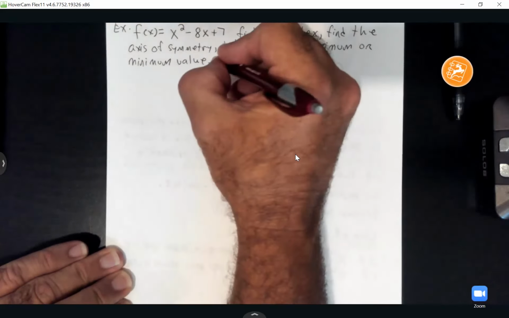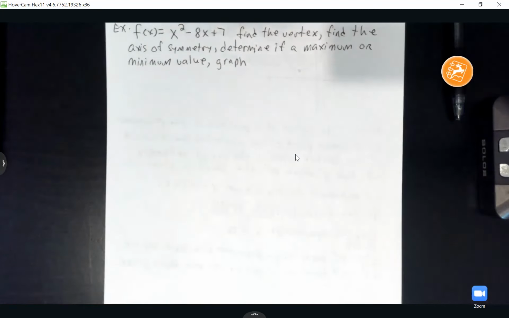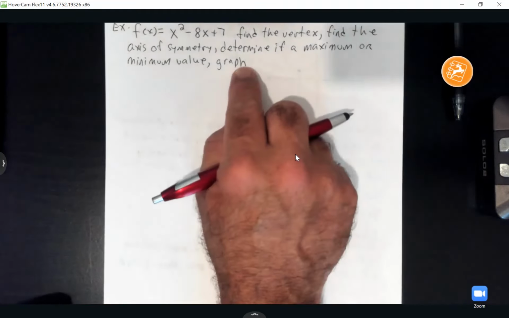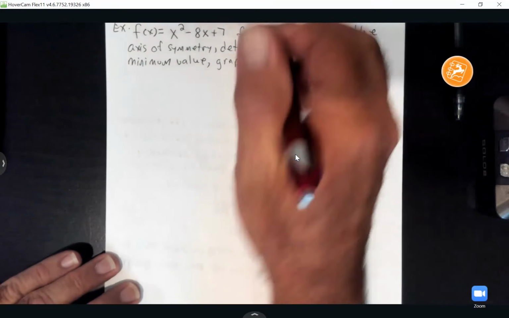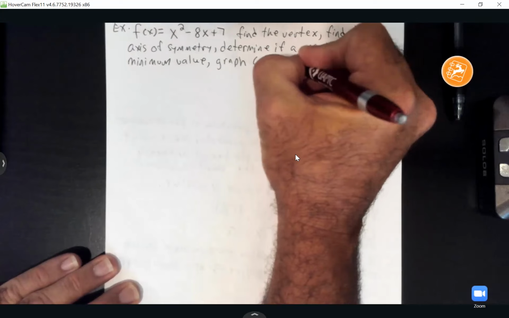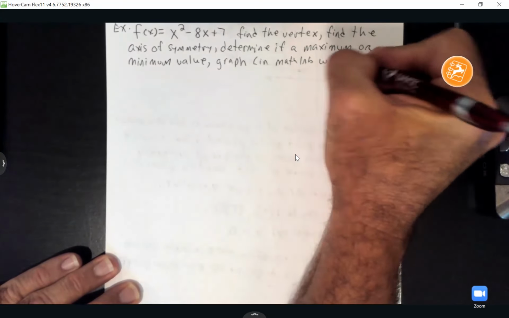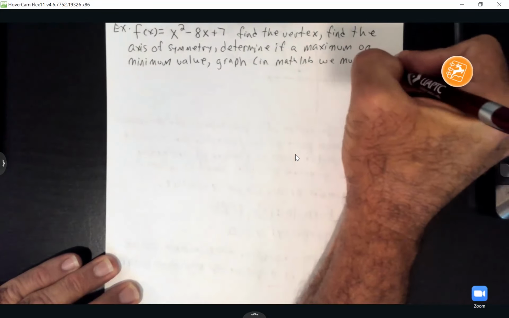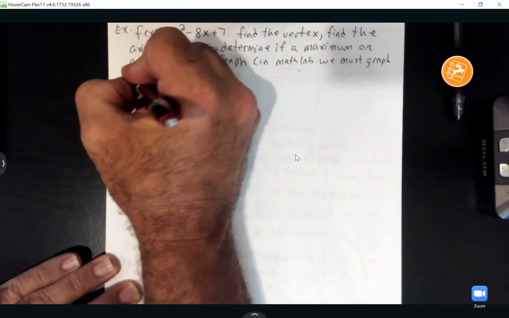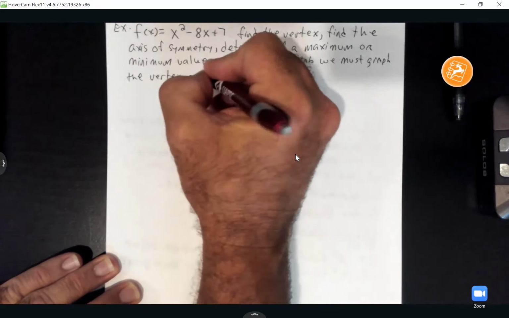And then they want us to graph. Okay. So I will say they're picky on the graphs. When you graph these in MATLAB, we must graph the vertex as the first point.